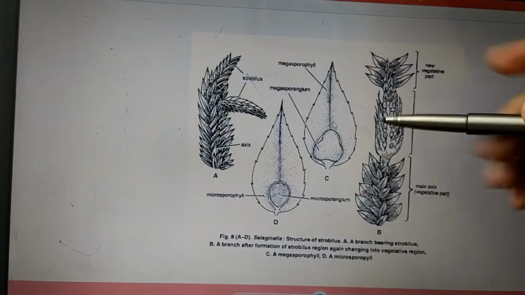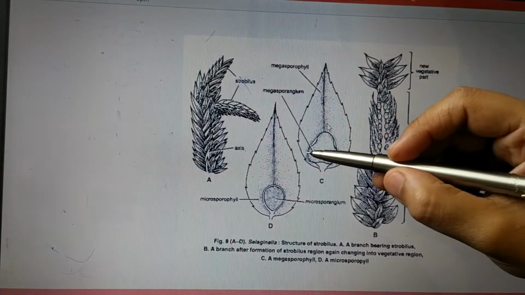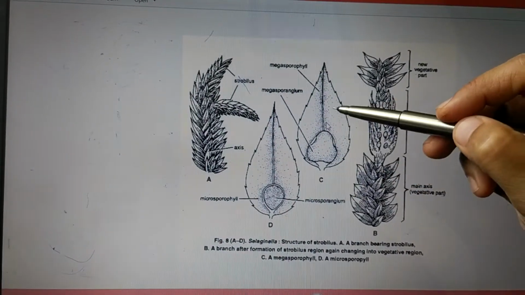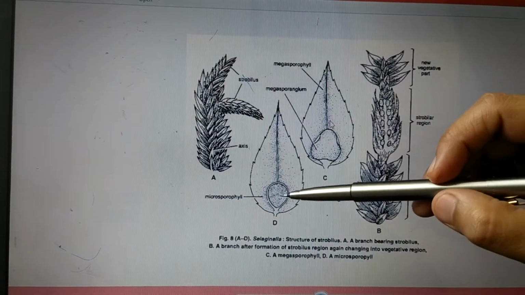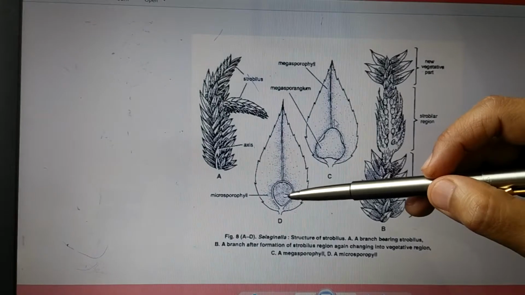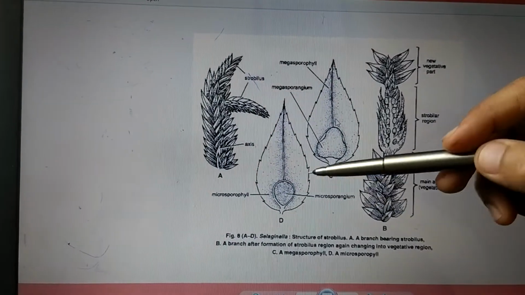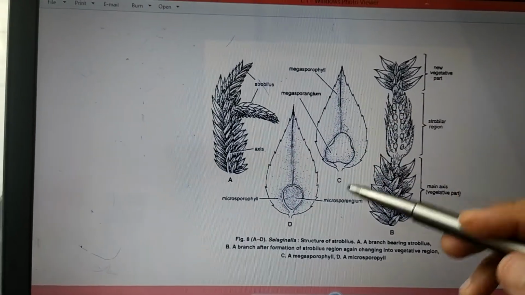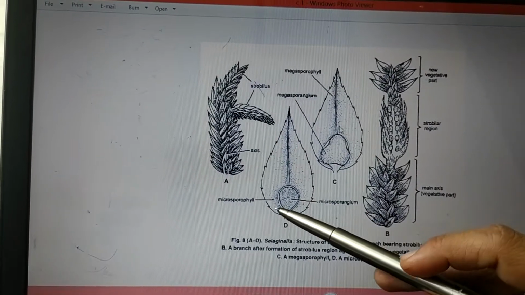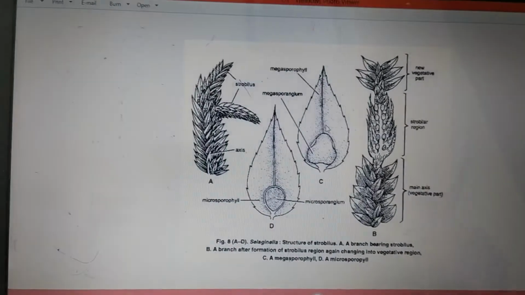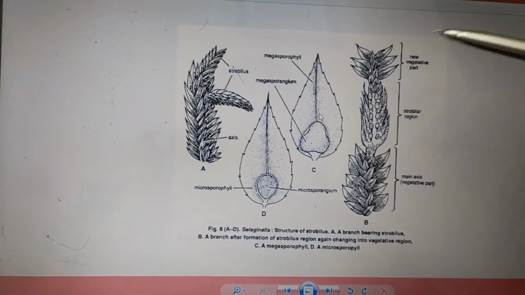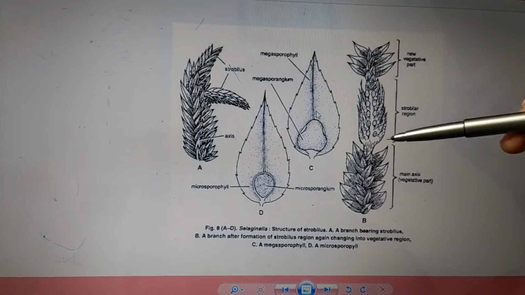This leaf has, on the dorsal surface, a sporangium containing megaspores. That's the reason it is called a megasporangium, and the leaf is a megasporophyll. Similarly, on the dorsal surface of this fertile leaf, there is a sac called a sporangium. In that sporangium, we have microspores, that's the reason it is called a microsporangium, and the leaf carrying this microsporangium is a microsporophyll. This image shows the formation of strobili.